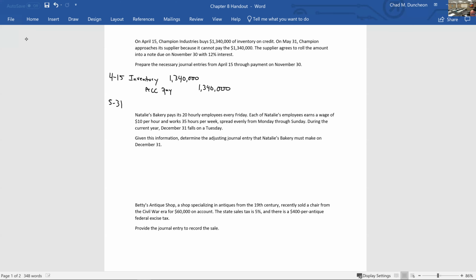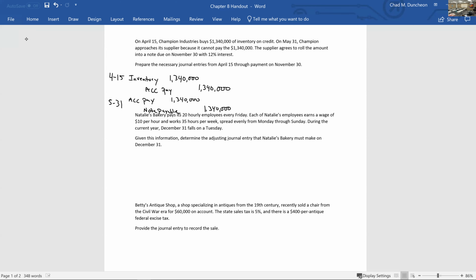When we get to 5/31 now, we cannot make our payment. It's due right now. We cannot make it. We ask them to change it to a note. They agree. So at this point, we will just debit our accounts payable by the $1,340,000, and we will credit a new liability of notes payable. Okay, it's doing the same thing. It's just changing the wording around. We're taking it out of accounts payable and putting it into a note payable.